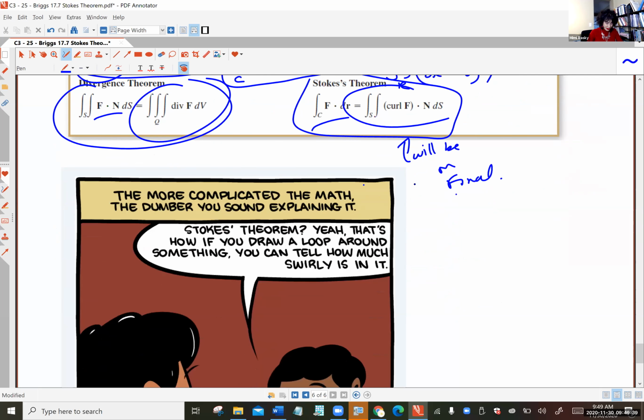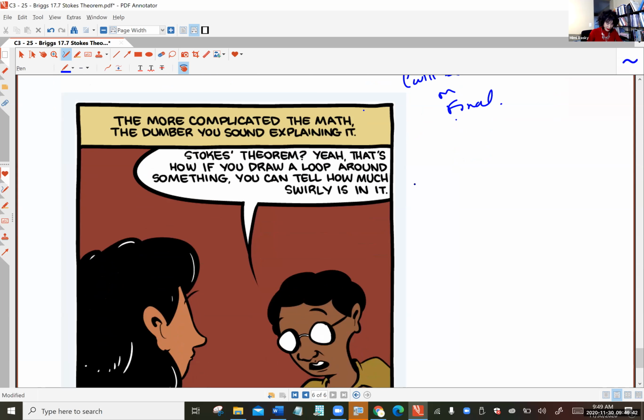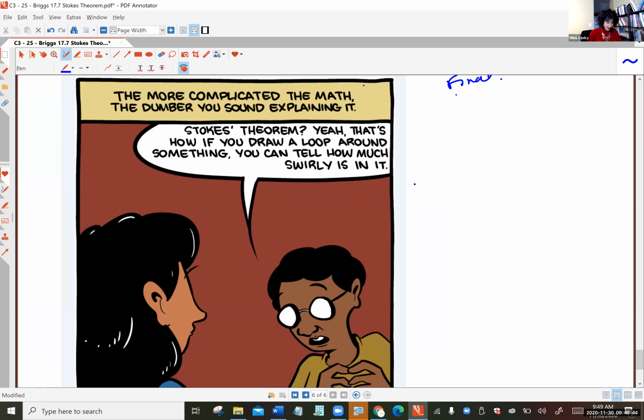And kudos to you for making it through. And here's my meme to finish it out. The more complicated the math, the dumber you sound explaining it.